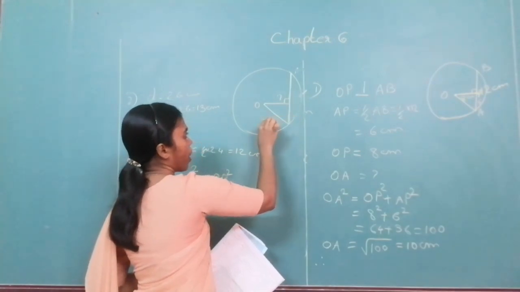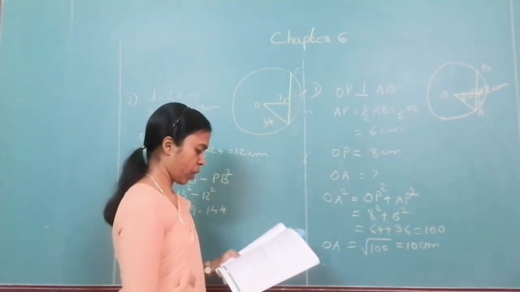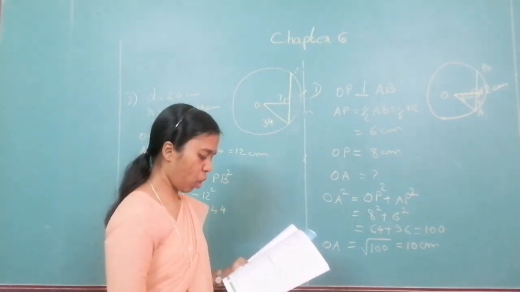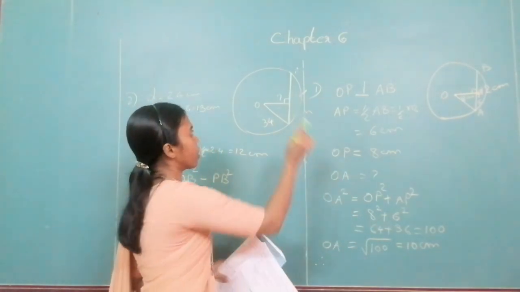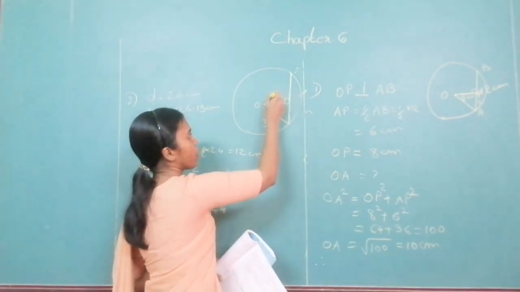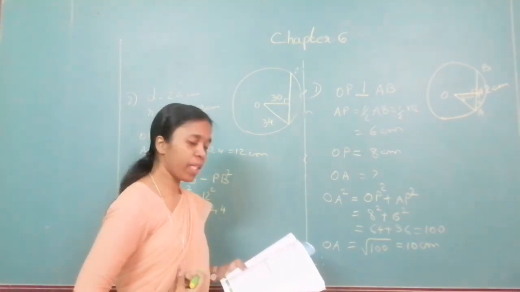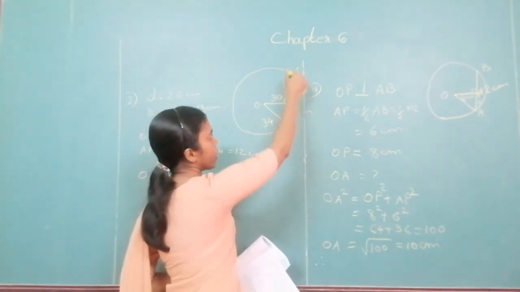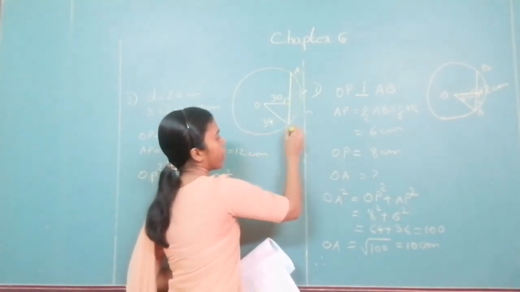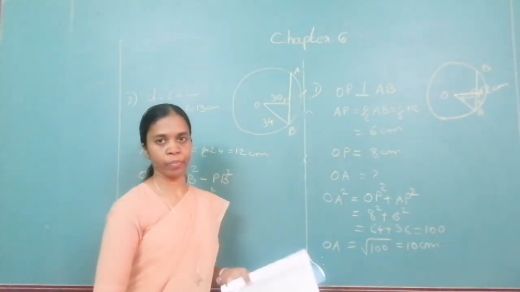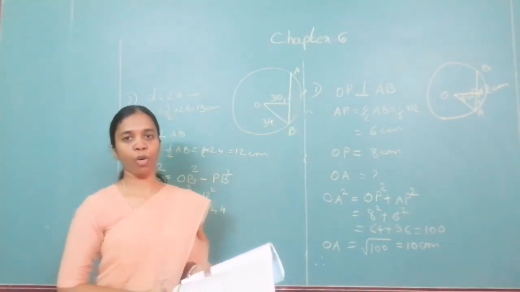Radius is given to you as 34. Distance from the chord from the center is 30. So this distance is given to you as 30. Find the length of the chord. In this case, you are asked to find the length of AB. You have to find the length of AB.